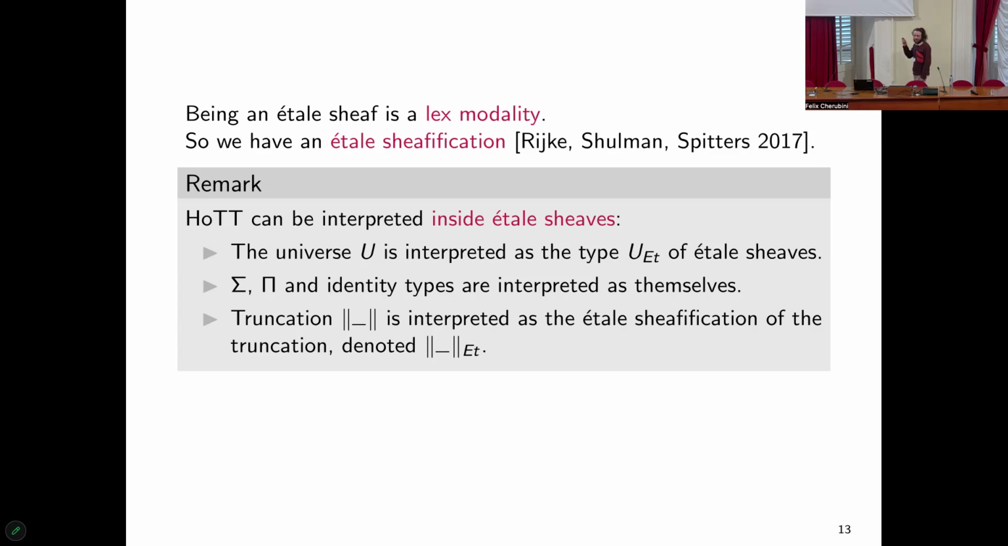Then sigma, pi, and identity type, we simply interpret them as themselves because modal types are stable under sigma, pi, and identity types. And truncation, here to interpret it, we have to actually do something. So we interpret the propositional truncation, for example, as the étale sheafification of the truncation. And I write it as étale truncation, like this.